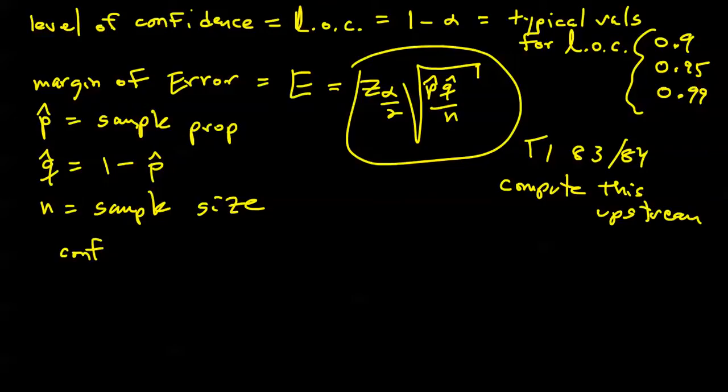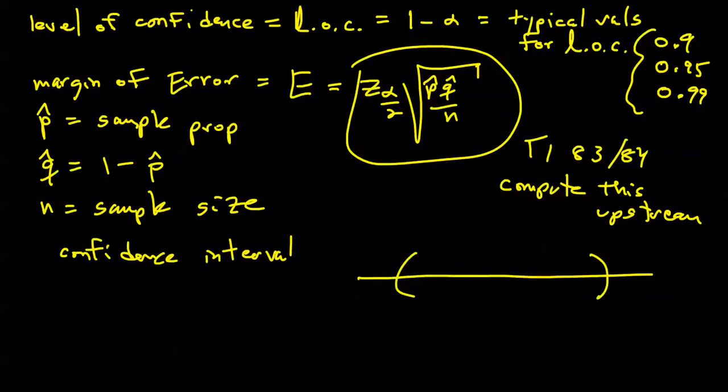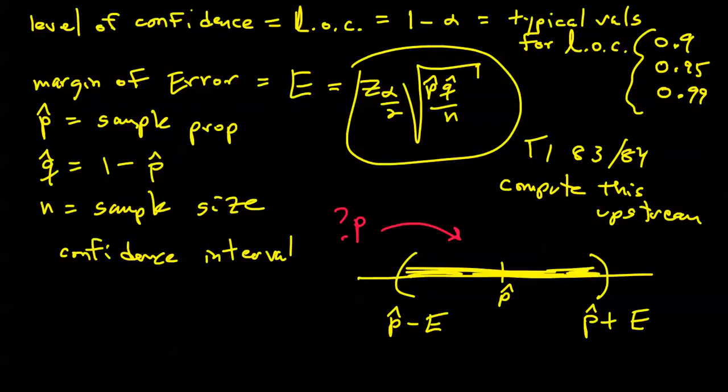And, of course, our goal, our confidence interval, is going to look like this. It's going to be a range of values to estimate P. The lower bound is going to be P hat minus E. The upper bound is P hat plus E. Of course, P hat, our sample proportion, is smack dab in the middle. And again, is the real value of P contained in this interval? Hopefully, or probably, you might say, the answer is yes, or with a certain level of confidence, the answer is yes.